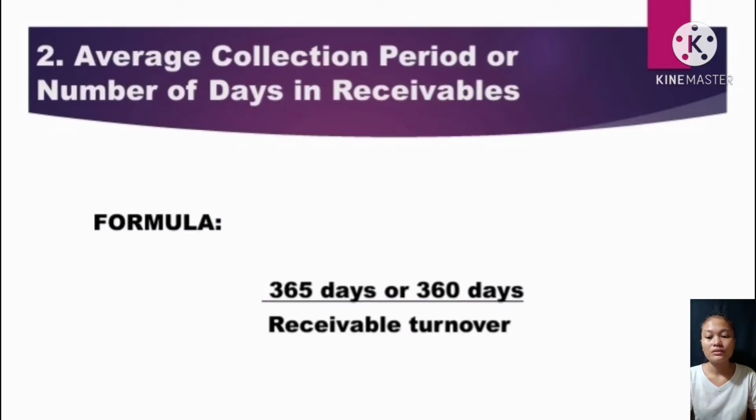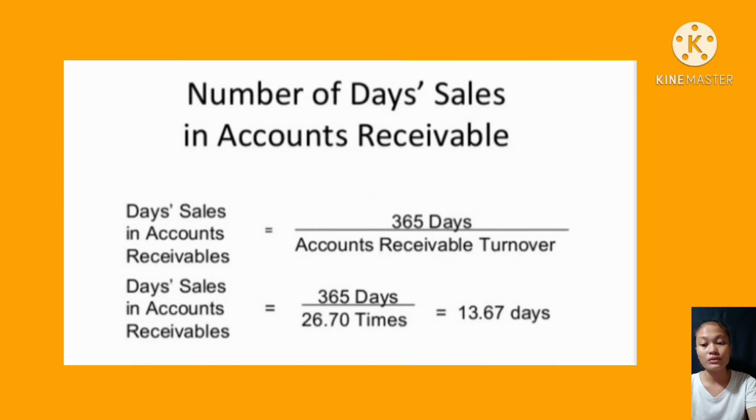Average collection period or number of days in receivables. The formula is 365 days or 360 days divided by receivable turnover. This ratio is very much related to accounts receivable turnover. It indicates the number of days the firm collects its average receivables. It implies the efficiency of the firm in collecting their receivables.